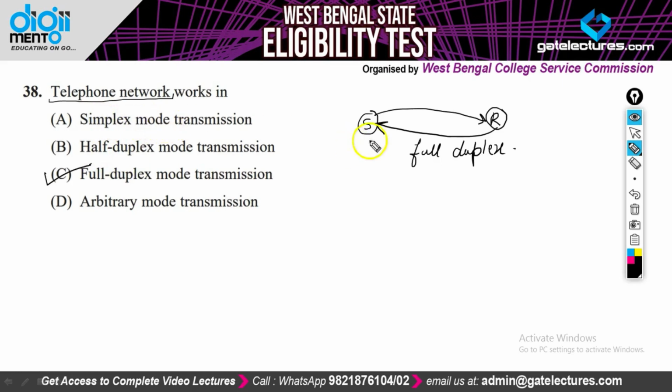What is single mode? When only one party can send the data. Half duplex means both the parties can send, but only one at a time, like walkie-talkie. Arbitrary mode transmission is just mixed, like randomly if S is sending data, R can send data, but it is not always possible. It is not the case at all. So full duplex perfectly satisfies the telephone network.